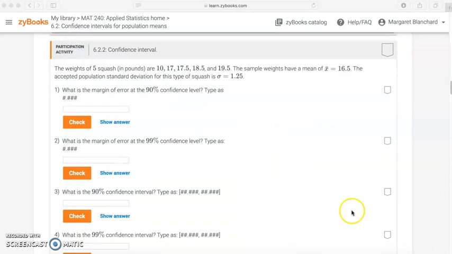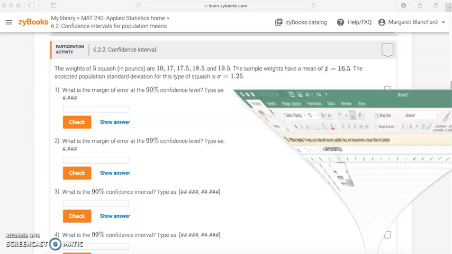So let's go back to the problem right here. So we have these 5 squash. Here's the weight. Here's the sample mean. They give it to us. And then the standard deviation for the population. Remember when it's sigma instead of S, that means that's the population standard deviation. And that's why we can use Z instead of T here. If we didn't know this population standard deviation, we wouldn't be able to do that.